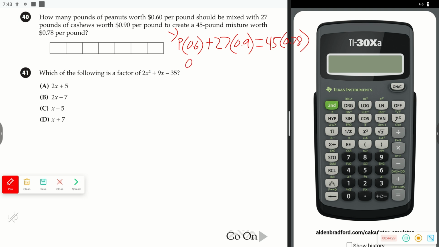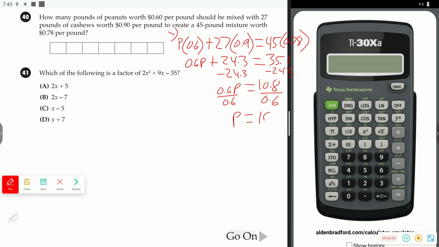So I'm going to write this as 0.6p plus 24.3 equals 35.1. Now we're going to subtract 24.3 from both sides. So we have 0.6p equals 10.8. Divide by 0.6, divide by 0.6, p equals 18. And that should be the answer for number 40. So we're just going to put 18 as our solution. And we're done with number 40. 41.